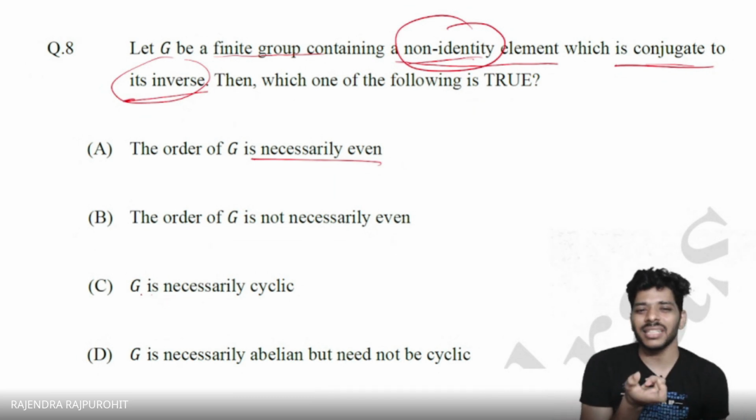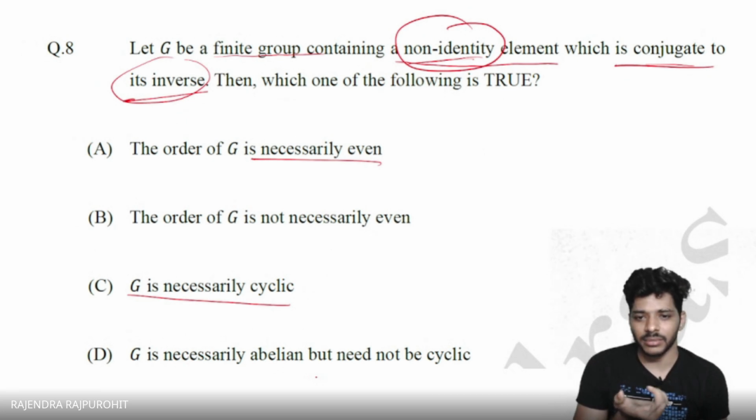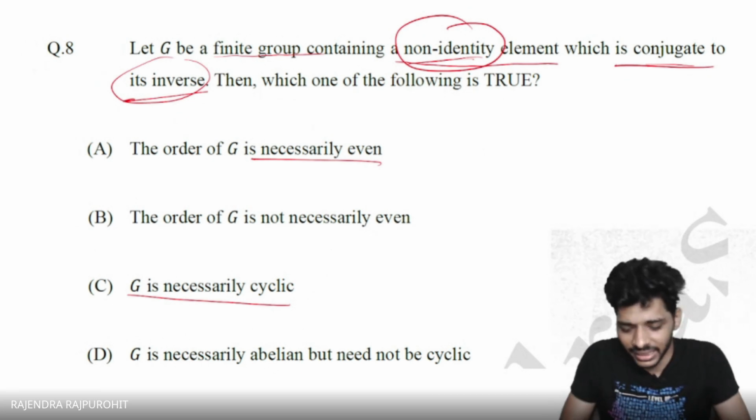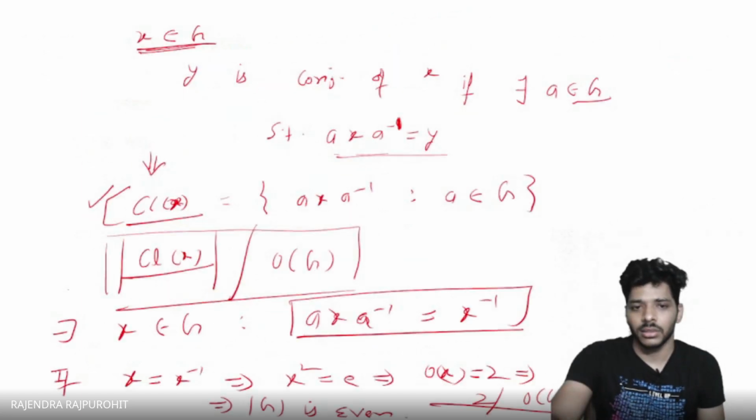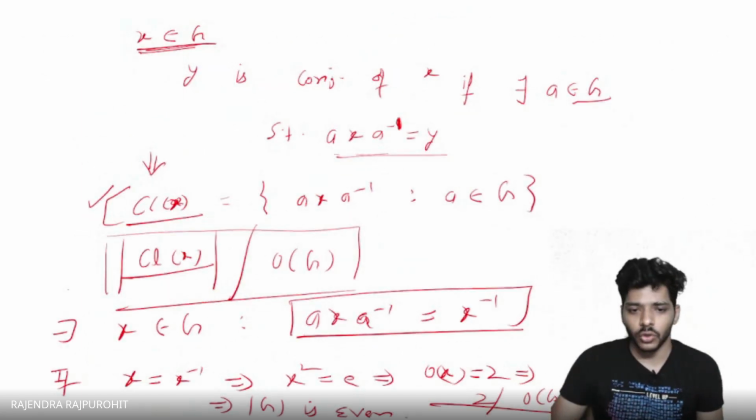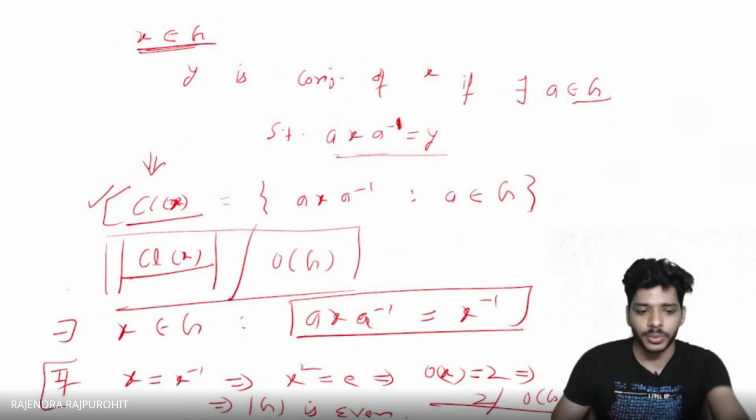G is, there is nothing that we can talk about cyclicity of the group. So G is necessarily abelian. There is nothing that we can talk about abelian either. So far we have that if x is self-inverse, then the order of group is even.